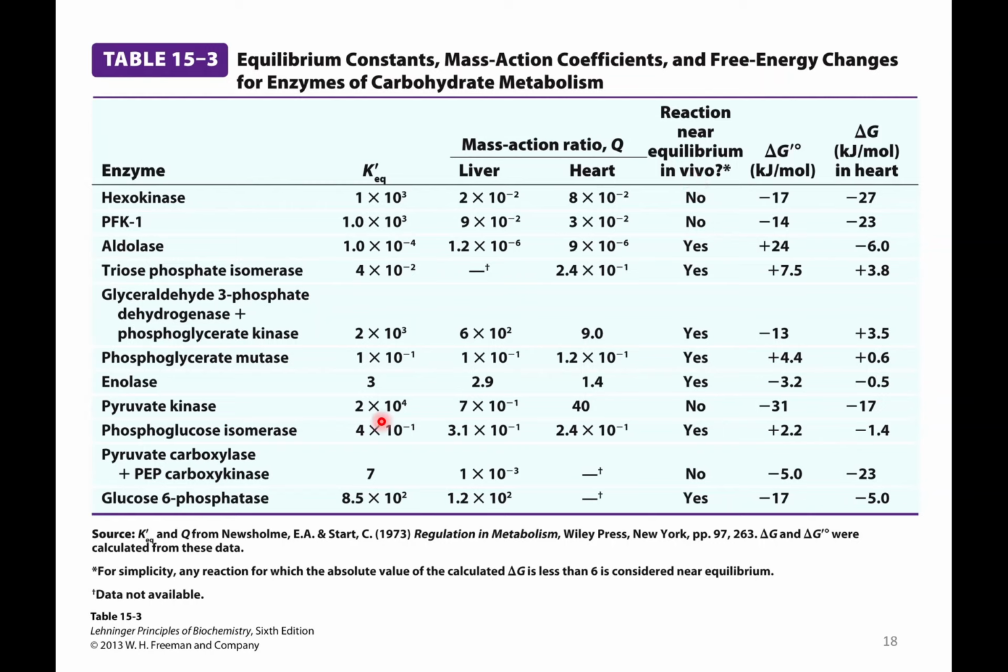And then also pyruvate kinase, the last reaction of glycolysis, not near equilibrium. And finally, pyruvate carboxylase and PEP carboxykinase, the first steps of gluconeogenesis, again not near equilibrium. We mentioned that in the lecture on glycolysis and gluconeogenesis. We mentioned those reactions as the regulated steps, and that's what we're seeing here again.